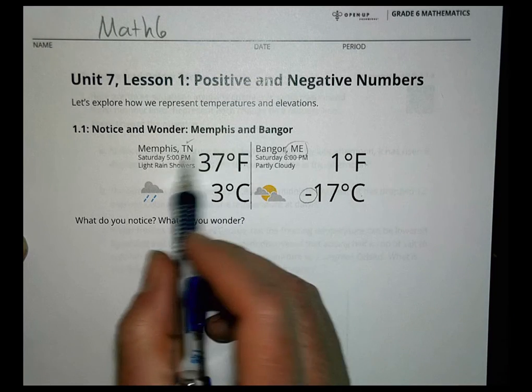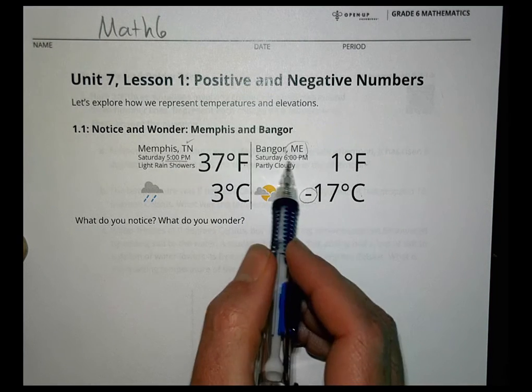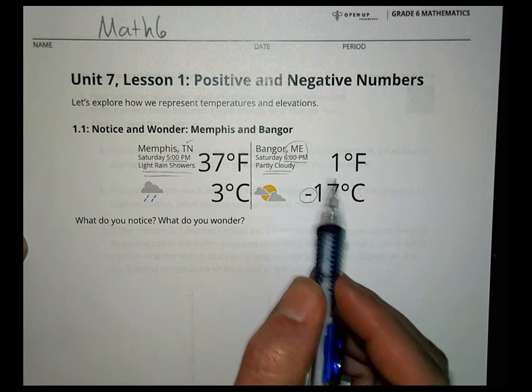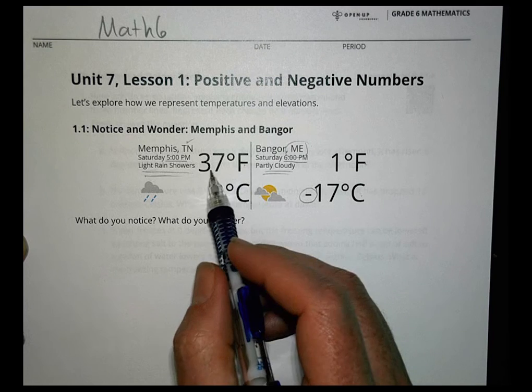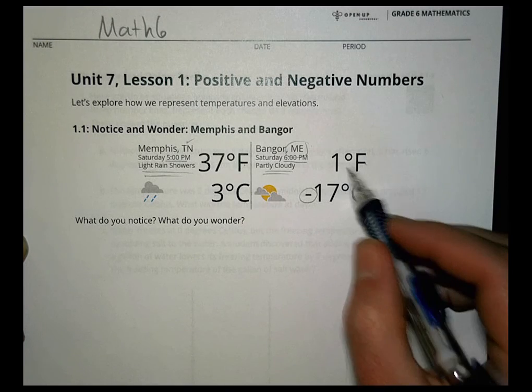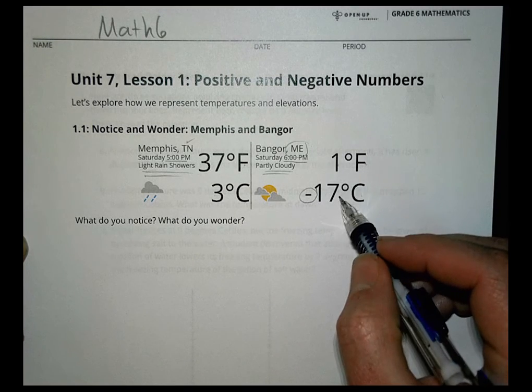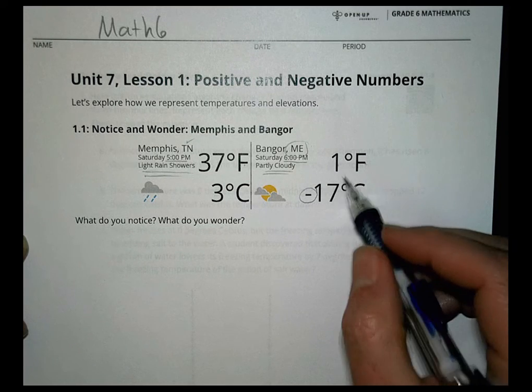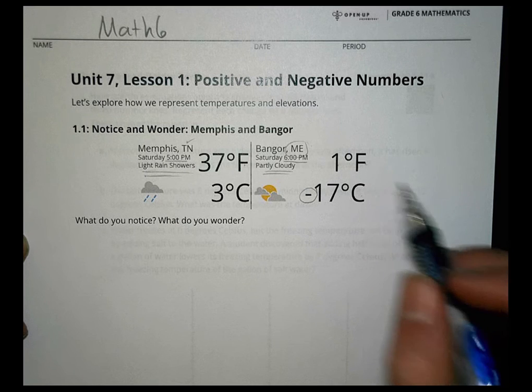I can see that one is at 5 o'clock p.m. and one's at 6 o'clock p.m. Definitely different weather conditions happening in both. And what's interesting is this one's positive and that's positive, and like we said, this one starts at positive and the other scale has a negative. So it makes me wonder, why is that the case? What's the difference there between those two things?